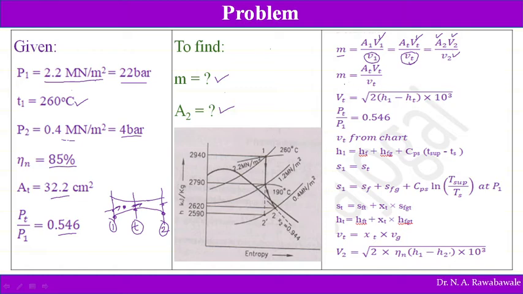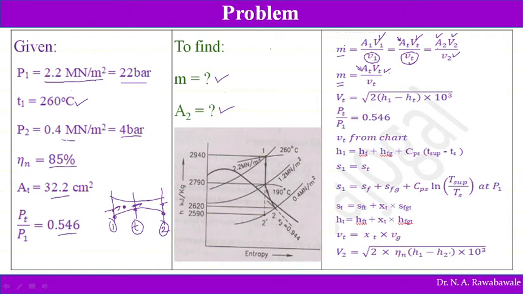So now to find out mass flow rate, we can use this correlation, m = At Vt divided by vt, because we know the area at throat; we don't know the area at inlet or the area at outlet. Therefore, we use the correlation m = At Vt / vt. By using this correlation, we can find the mass flow rate of steam. Area of throat is directly given. Velocity at throat has to be obtained.